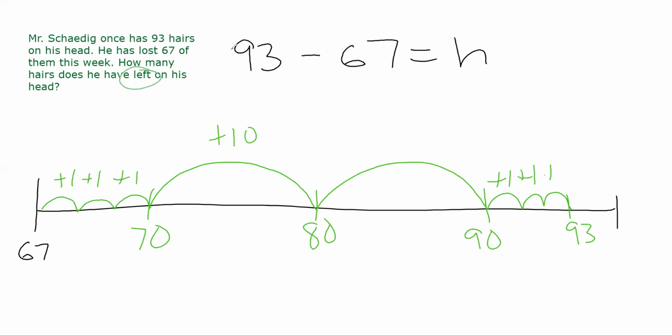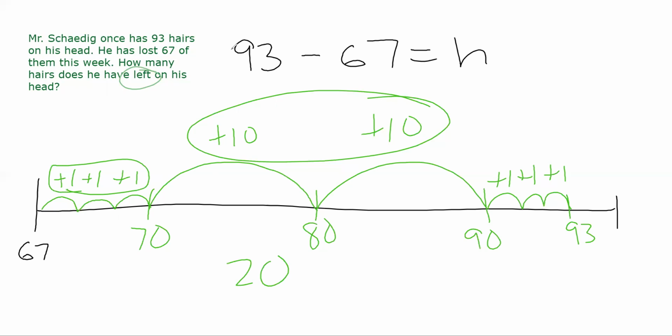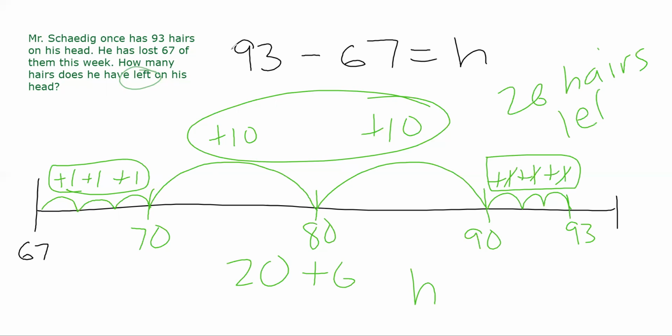So now we just add these up. So 10 and 10 is 20. 3, 4, 5, 6. Aha! So I have 26 hairs left. 26. All right. So that's the work we're doing.